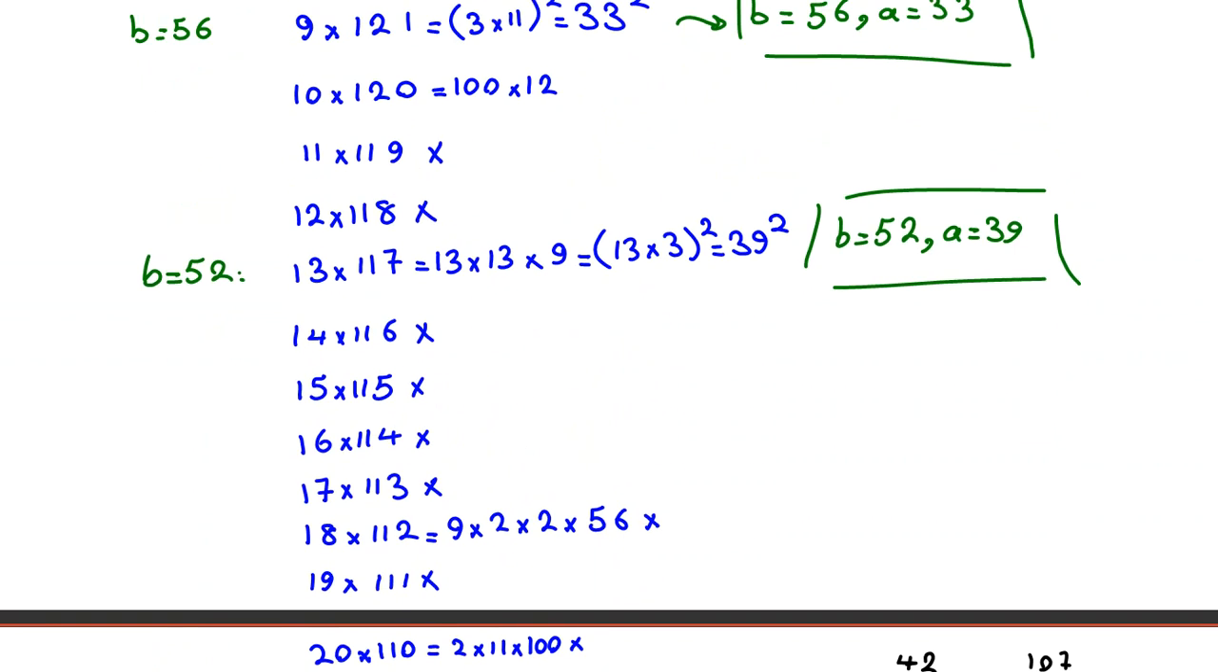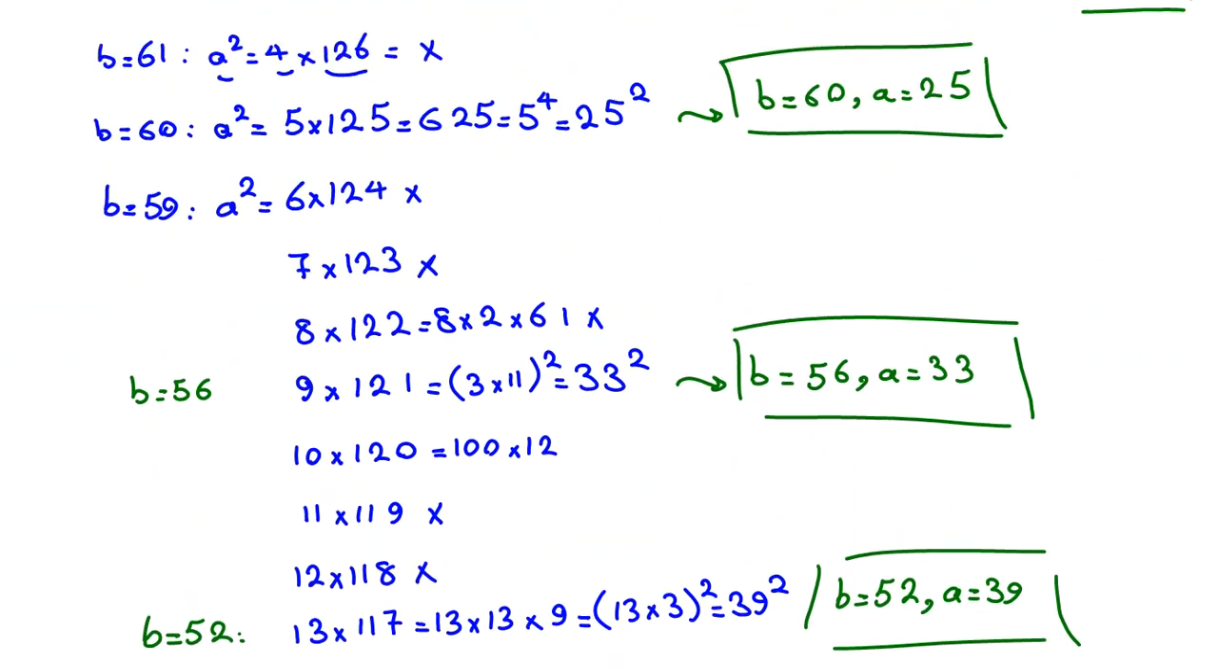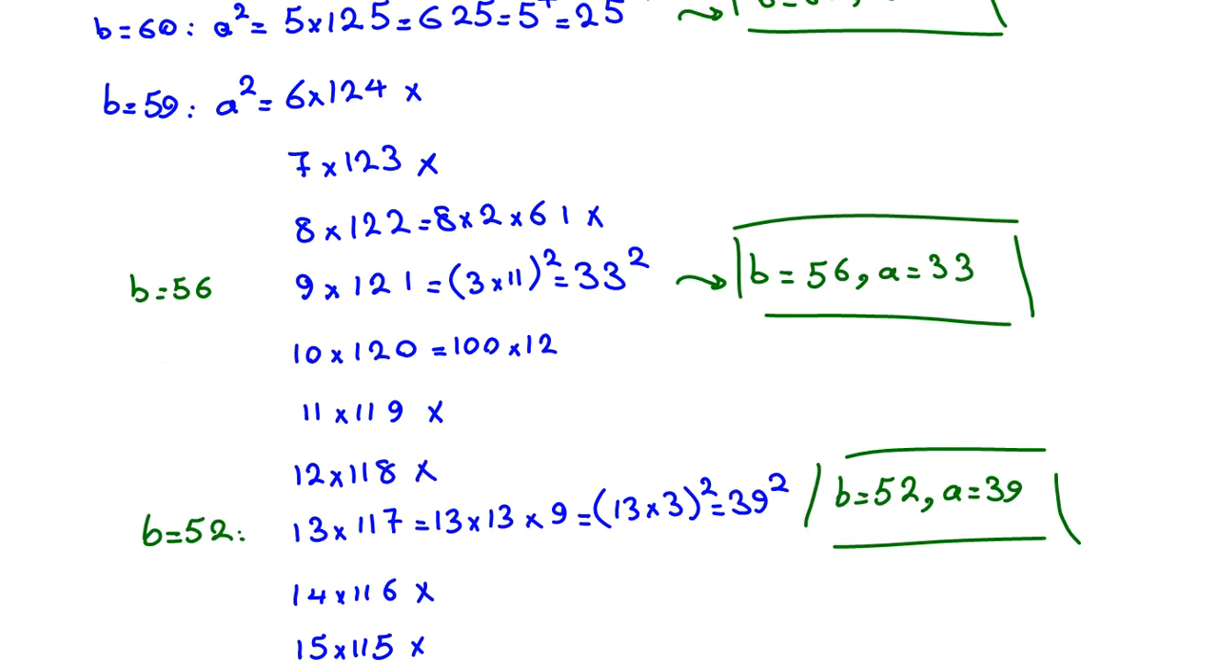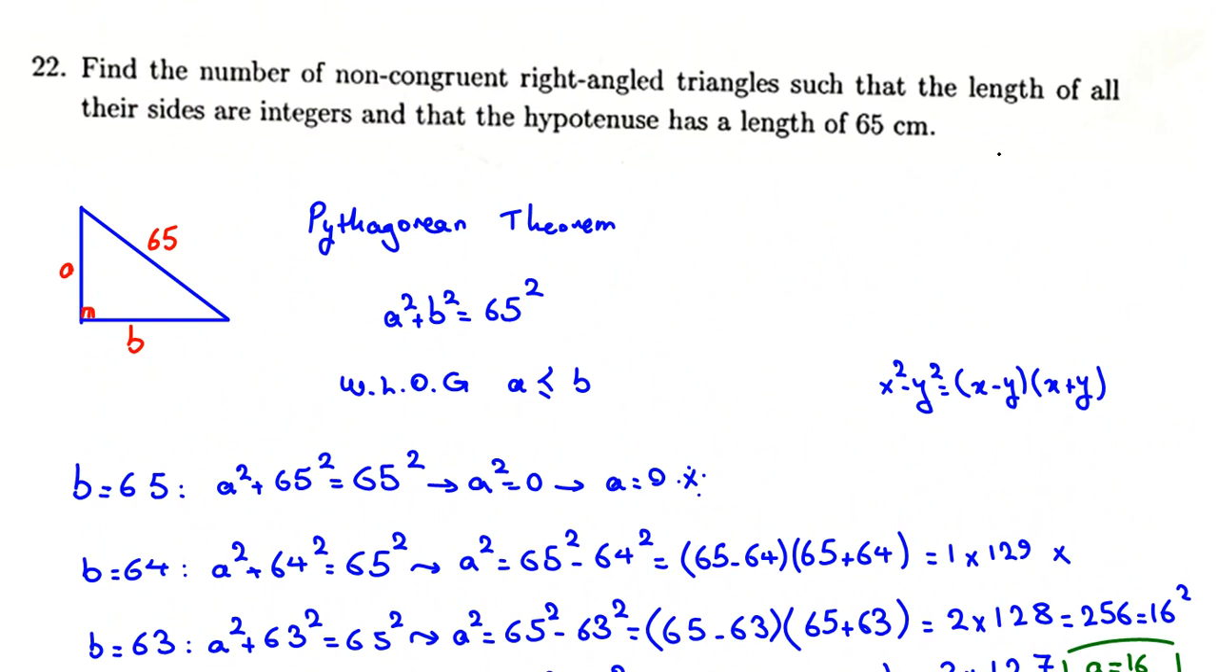What we said, without loss of generality, suppose that B is greater than or equal to A. So let's see how many congruent and non-congruent triangles there are. 1, 2, 3, 4. So we found 4 non-congruent triangles.